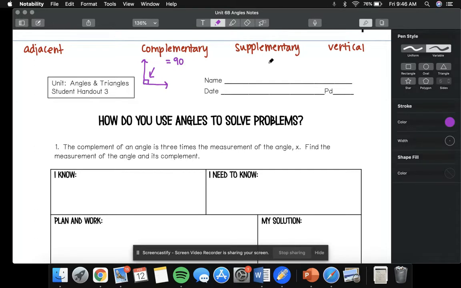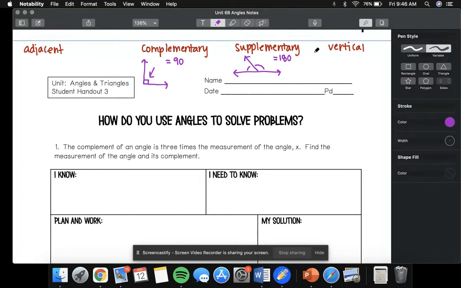Then we have supplementary. Okay, when I think about what I'm looking for in a supplementary angle, I'm looking for straight lines. So a straight line right here where we have this little angle along with this bigger angle. Okay, and when we see straight lines, that's what we're looking for. The mathematical importance is that it would equal 180 degrees.